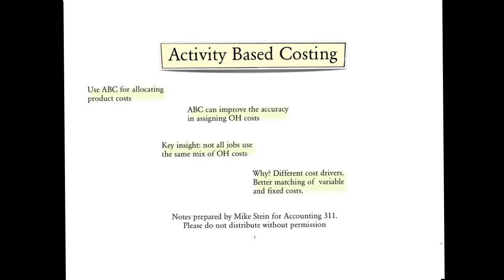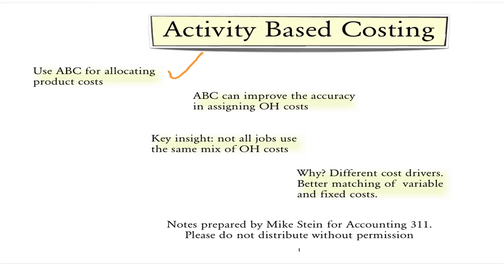In this screencast, we're going to look at the fundamentals of activity-based costing. One of the primary uses of ABC is to allocate overhead costs to work in process inventory. The justification for using activity-based costing is to improve the accuracy in the assignment of overhead costs.